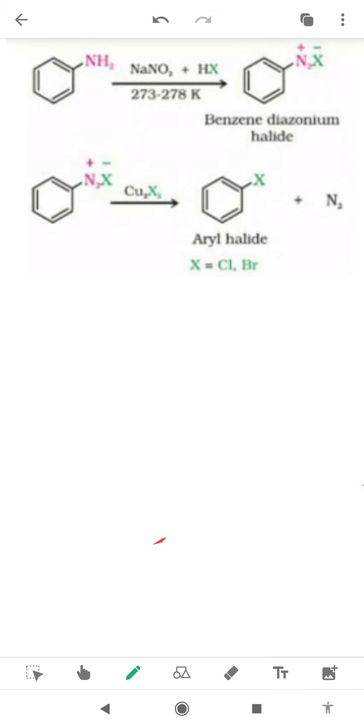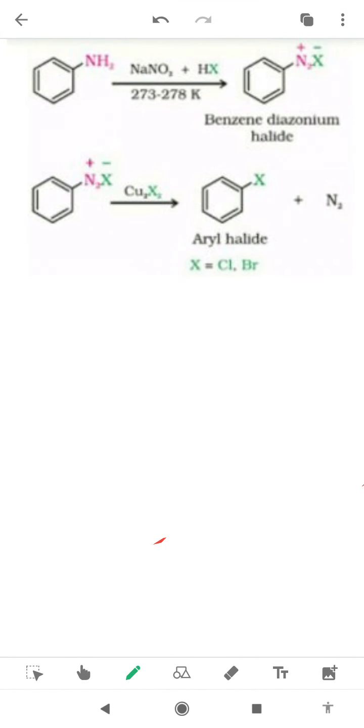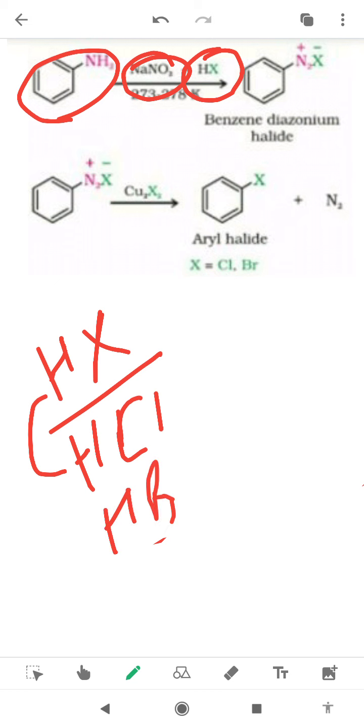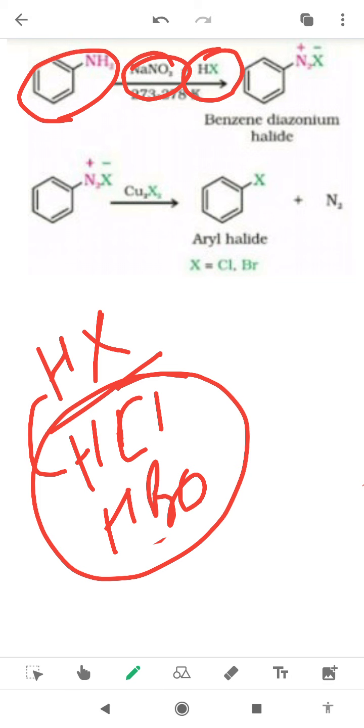Listen carefully. This is the Sandmeyer reaction in detail. This is a two-step reaction. So in the first step, primary amine, meaning aniline, reacts with NaNO2 and HX, where HX is a various reagent, but in this case, especially we will use HCl and HBr. These two reagents are used especially for class 12, right?